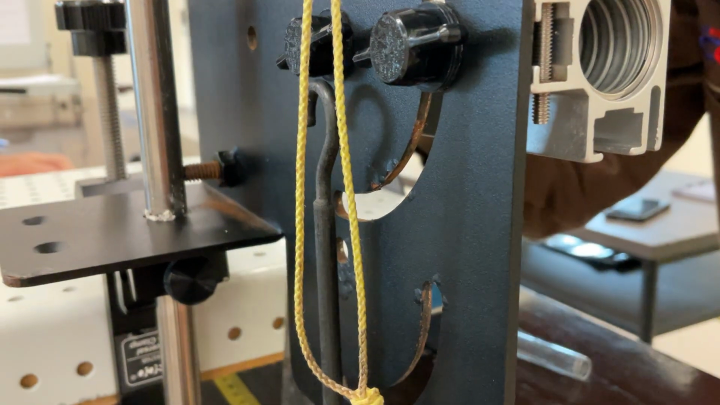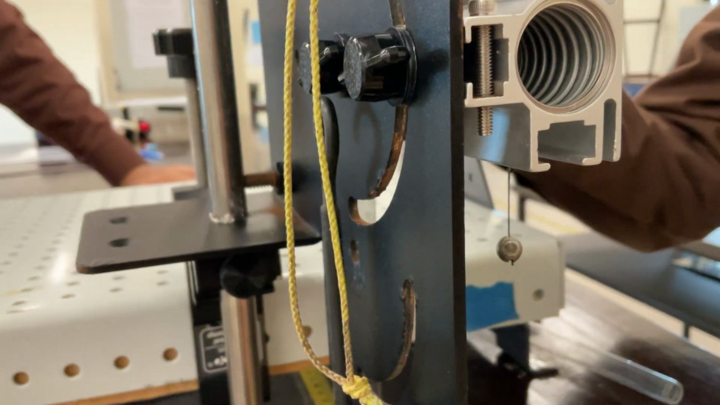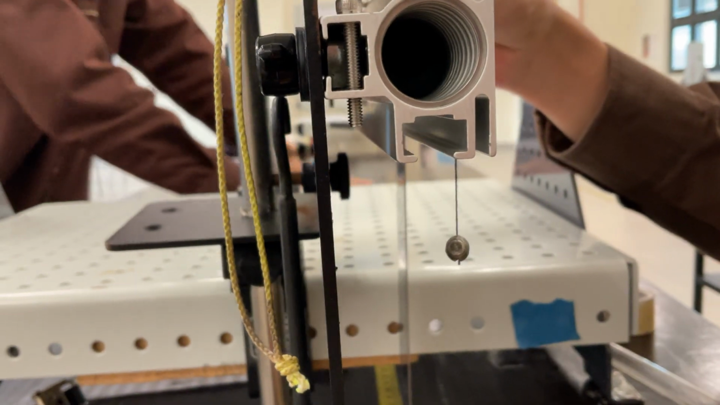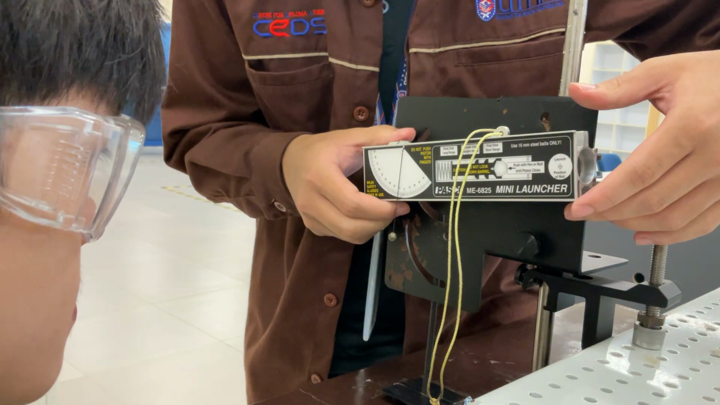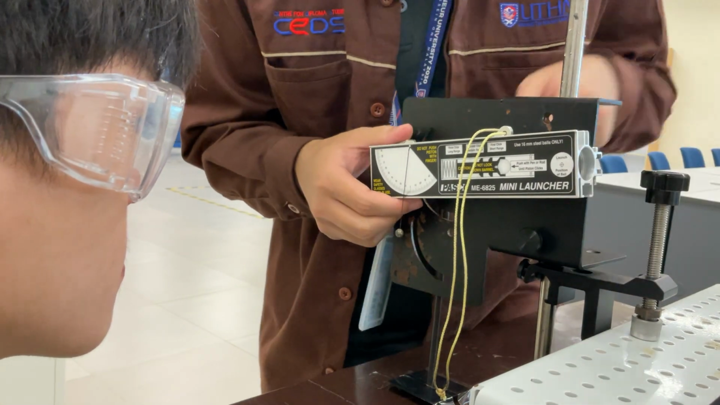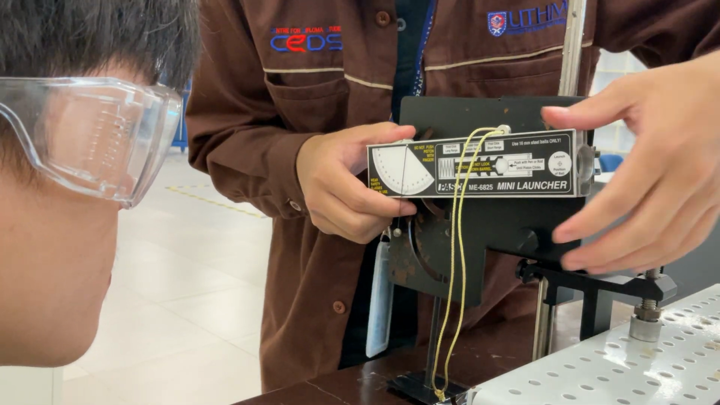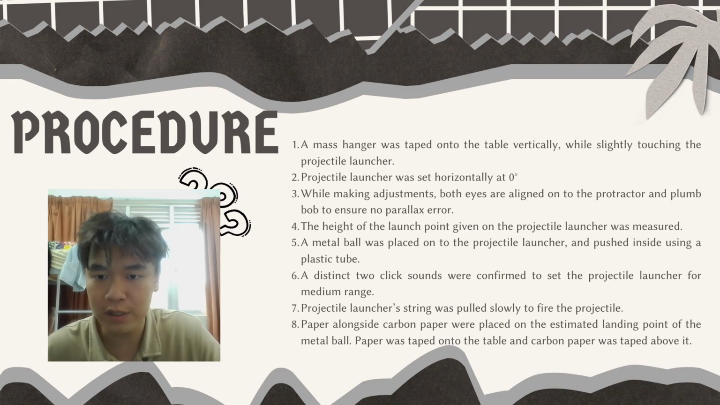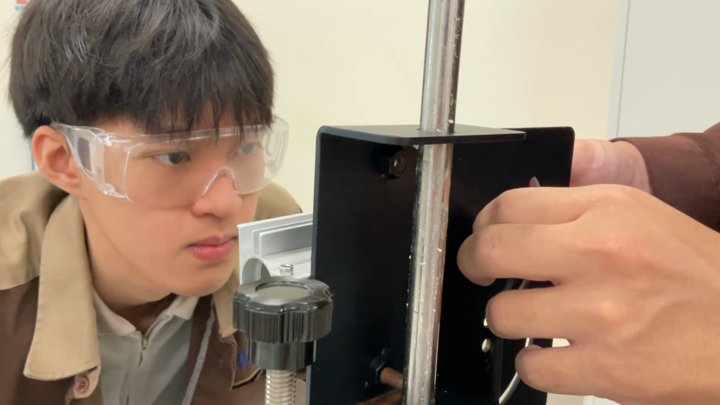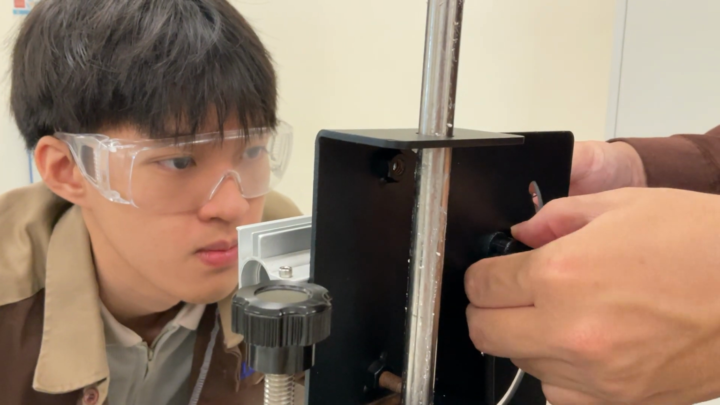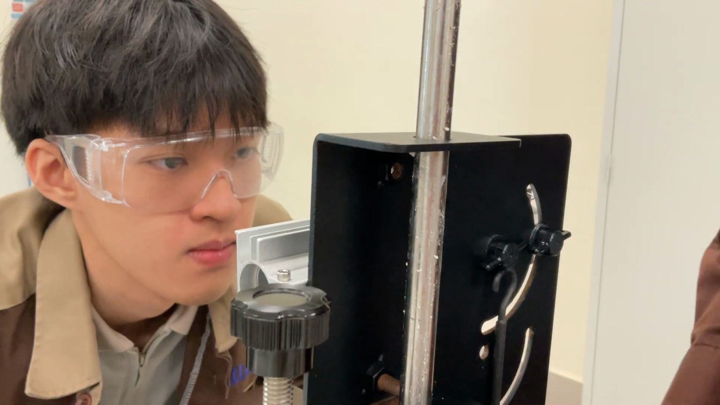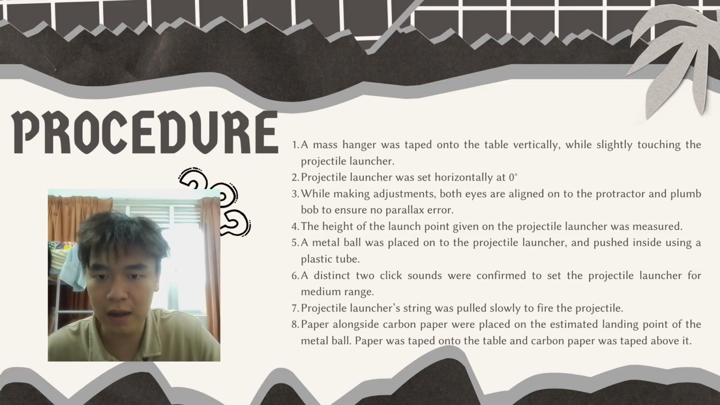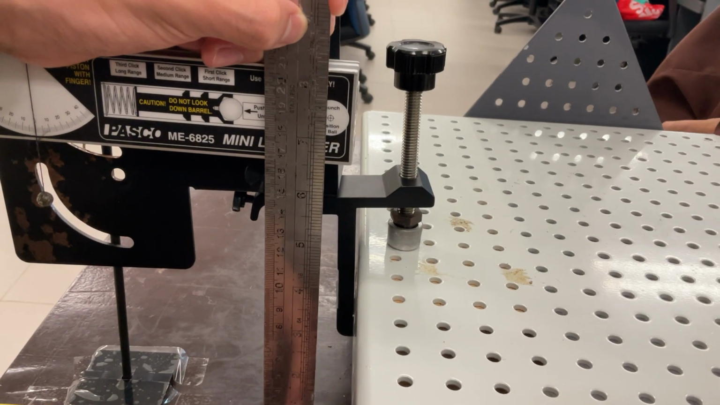The first step is a mesh hanger was taped onto the table vertically while slightly touching the projectile launcher. The second step is the projectile launcher was set horizontally at 0 degree. The third step, while making adjustment, both eyes are aligned onto the protractor and plumb bob to ensure no parallax error. And next is the height of the launch point given on the projectile launcher was measured.